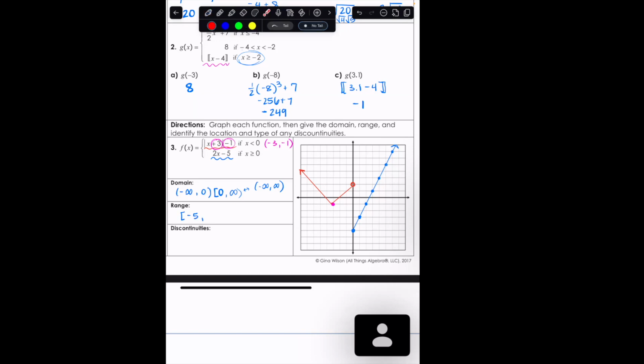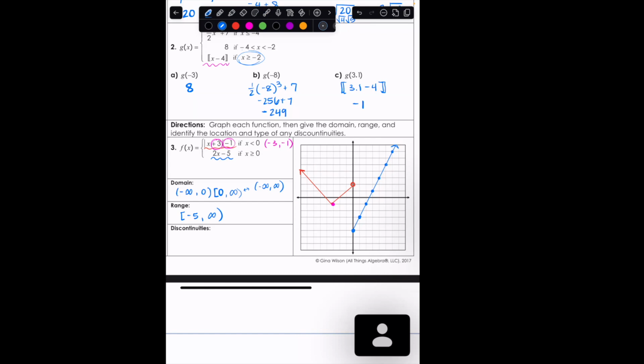So even if I just disregard this function altogether, this goes up forever from -5 to infinity. And that encompasses all of these values over here as well, right? So everything that's in this red section is going to be encompassed in this blue as well. So I can just go from -5 to infinity.